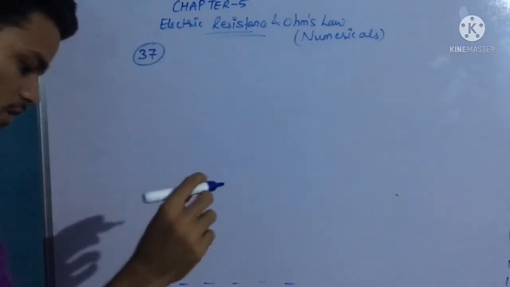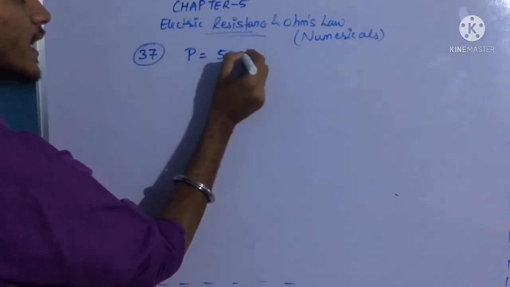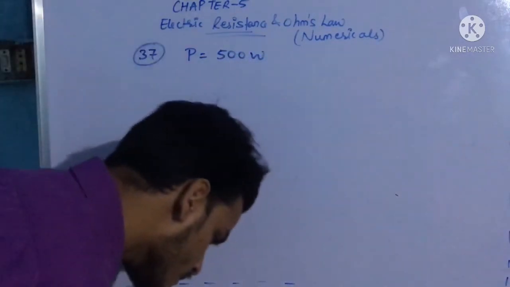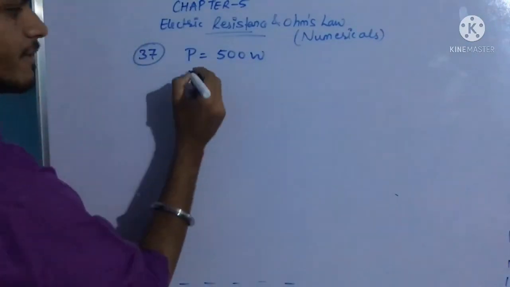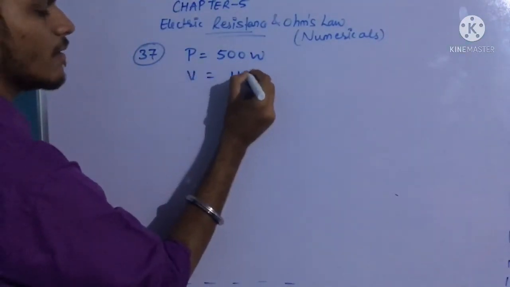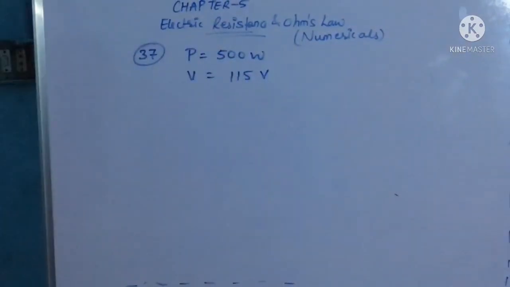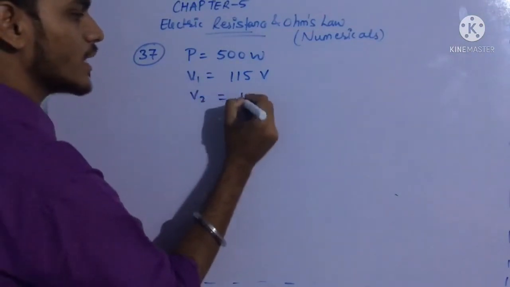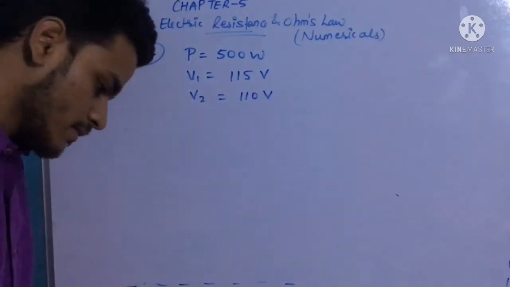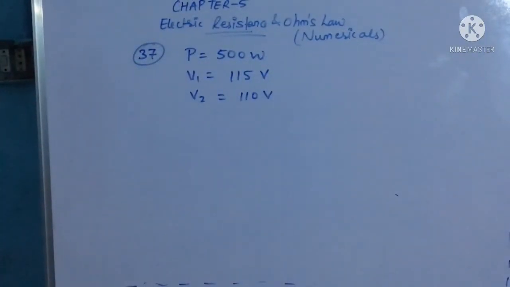A 500 watt electric heater, which means power is given as 500 watt, works with a 115 volt power line. If the voltage of the line drops, meaning this is V1 and V2 is 110 volt, what will be the percentage of loss of energy? We have to find this.